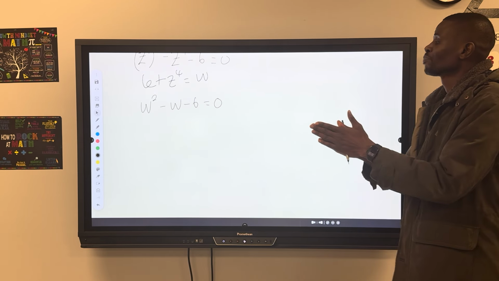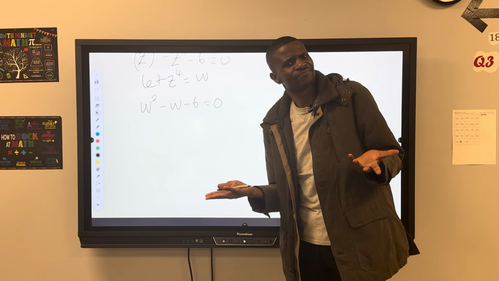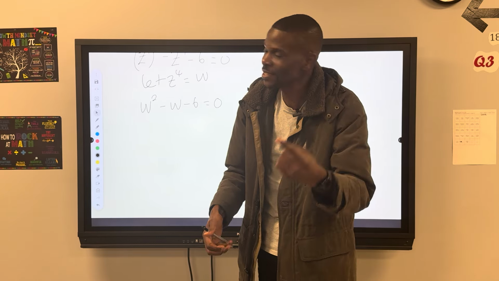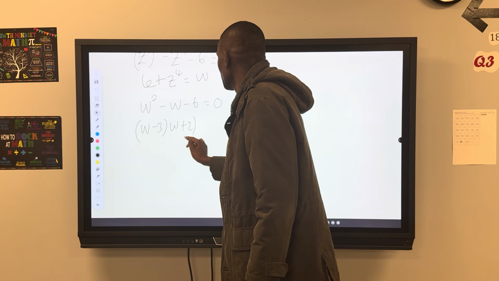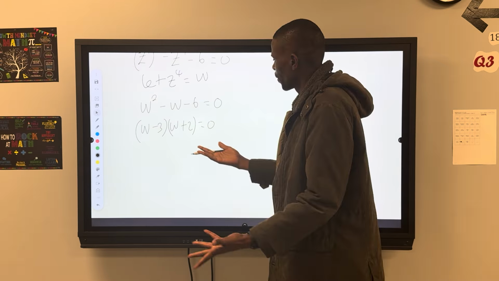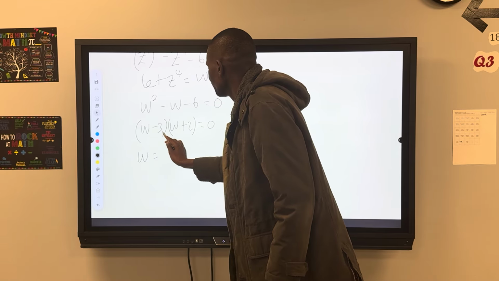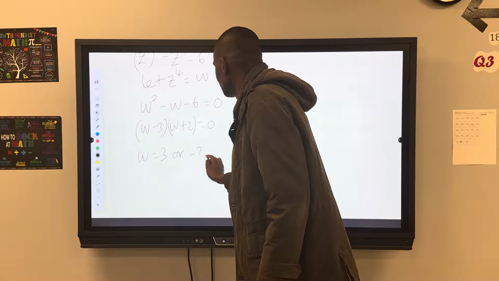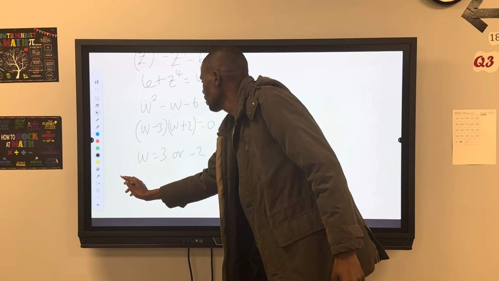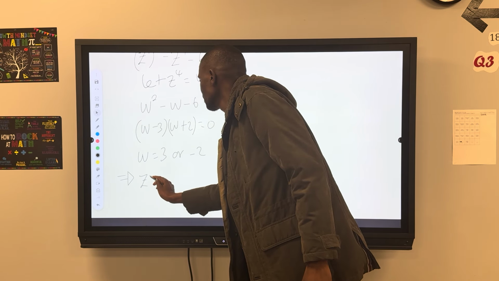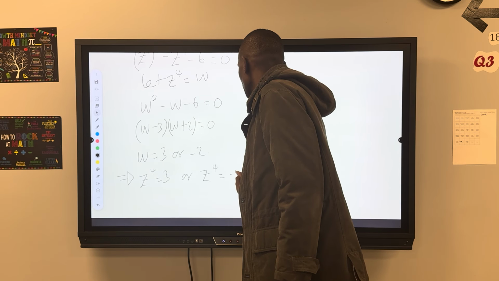So we need factors of -6 which sum to -1. These two factors are -3 and +2. So we now have (w minus 3)(w plus 2) equal to 0. When we solve, w is equal to 3 or -2. But remember, w is equal to z to the 4. So this implies that z to the 4 is equal to 3, or z to the 4 is equal to -2.